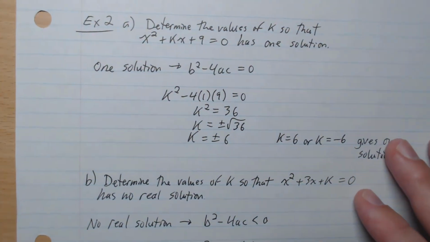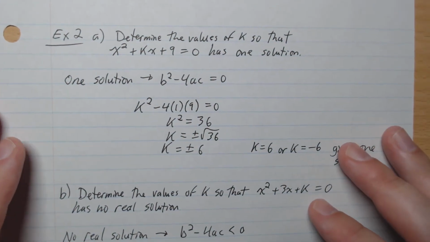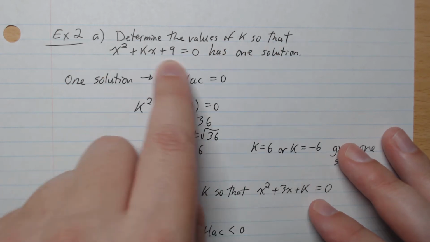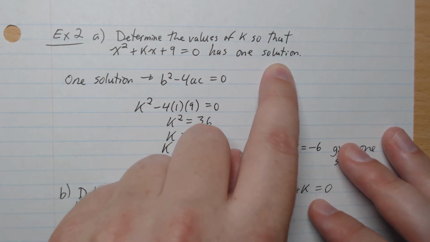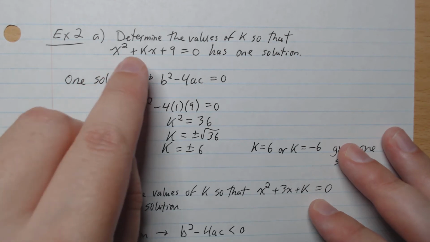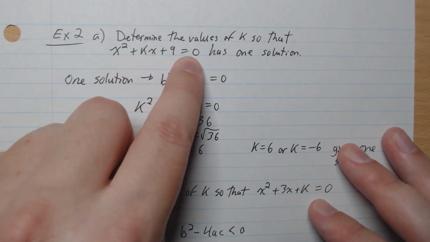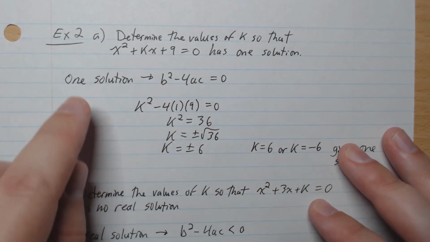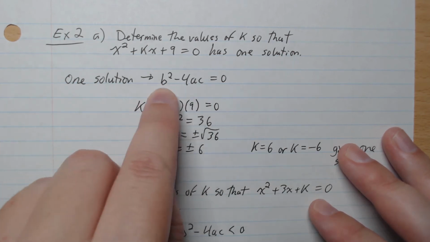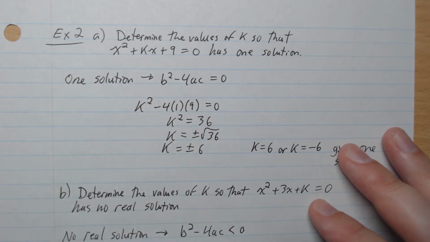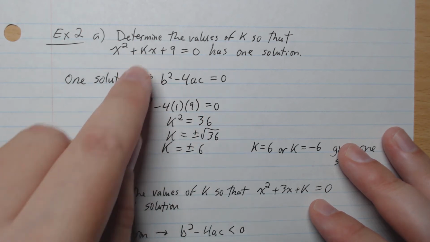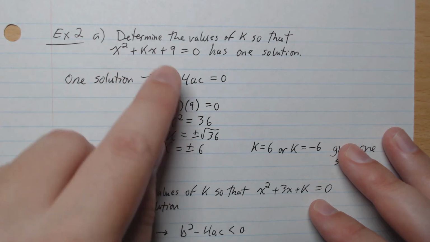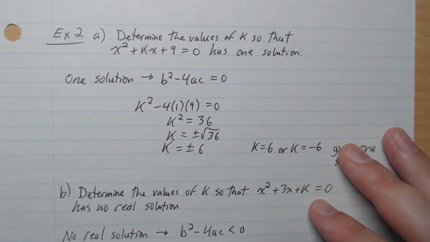Okay, moving on to different kind of examples here. Here the question is, determine the values of k so that this equation has one solution. So we have x squared plus kx plus 9 equals 0, and we want one solution. So because we want one solution, the discriminant has to be equal to 0. So now we're going to plug that in. B is k, A is 1, and C is 9, like that.